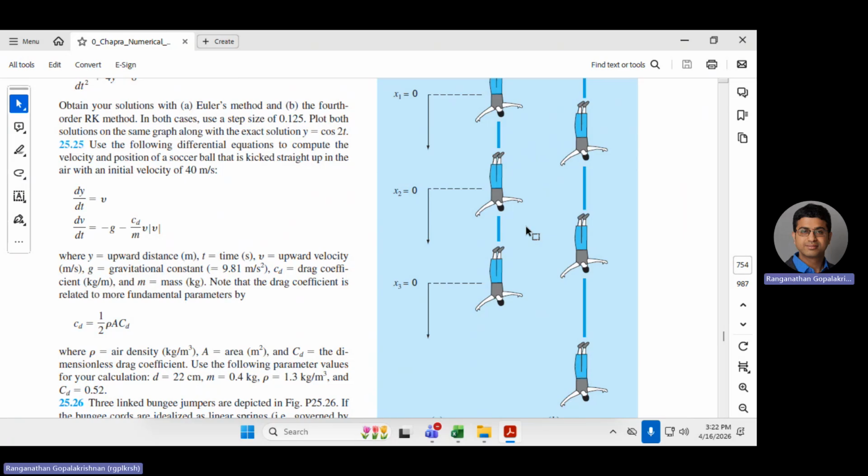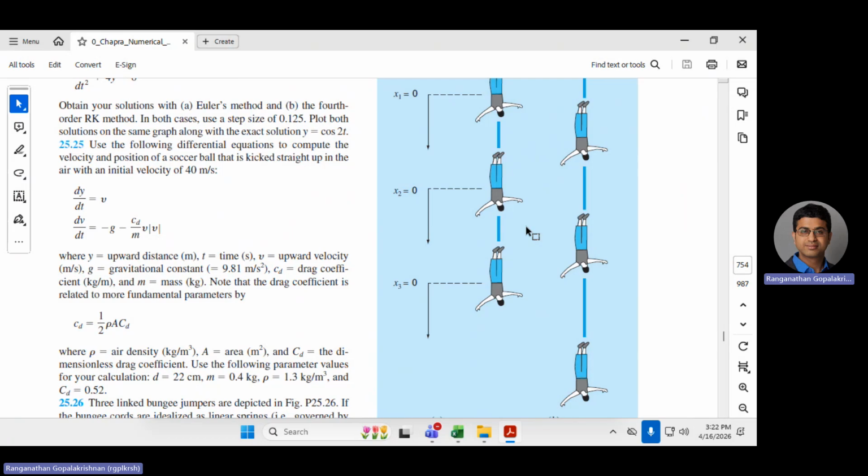g is the gravitational constant, CD is the drag coefficient, m is mass. Note that the drag coefficient is related to more fundamental parameters by CD equals half rho A CD and so on, and using these numbers, you can calculate the lowercase cd. Of course, for our purposes, I'll calculate cd over m and just give you a number. So it's like alpha times the velocity magnitude, and alpha is given to you as some number.